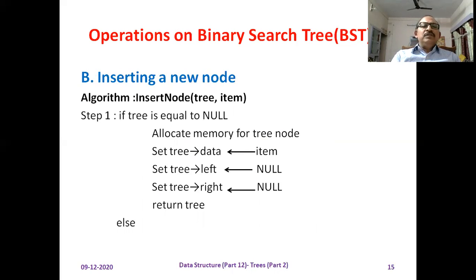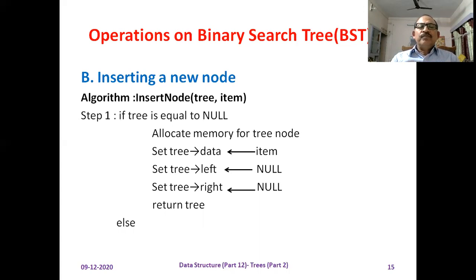Next, suppose we want to insert a new node in a binary search tree. Let us see the algorithm. Insert a node with two parameters. First is the tree pointer and next is the item to be inserted in the binary search tree. If tree is equal to null, it means suppose we are going to add the first element in a tree. At that time, tree is equal to null.